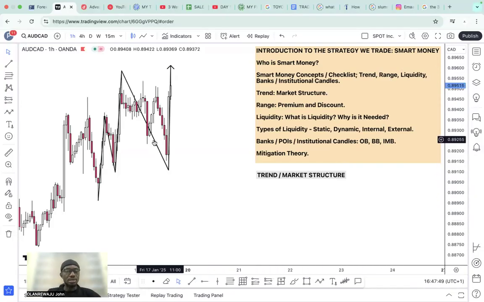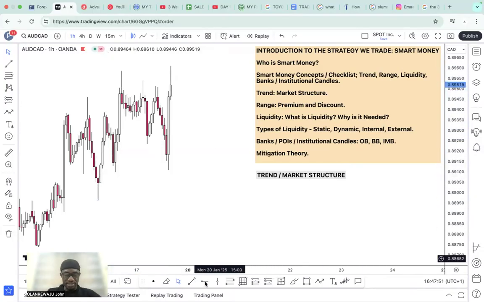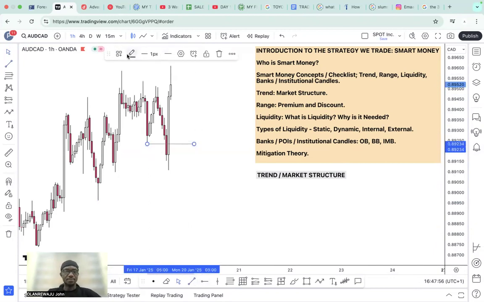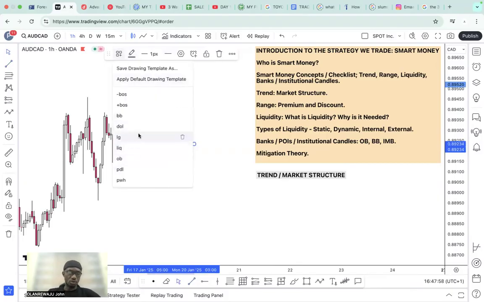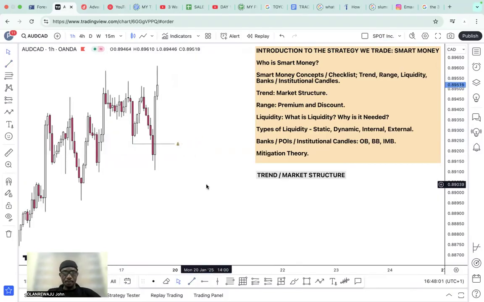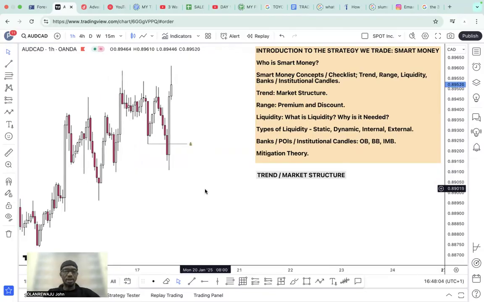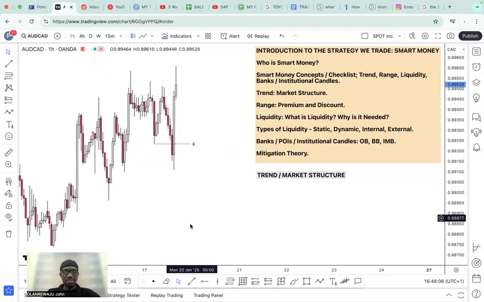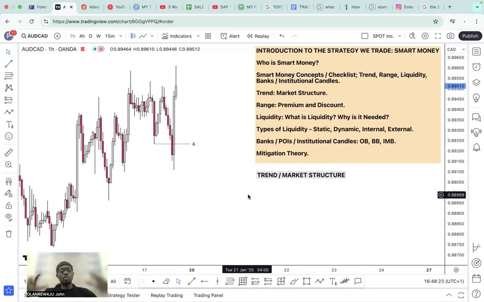Then there's what we call liquidity. In this context now, don't worry, with time as you grow, you will understand. But this is the liquidity. What is liquidity? You just follow. So that's liquidity. Without liquidity, the market goes nowhere. Trading range, premium and discount. Liquidity. Oh, range comes before liquidity, please. Then trading range, premium and discounts. Liquidity. Types of liquidity: static, dynamic, internal, external. Banks, POI, mitigation theory. All these things may look bulky.